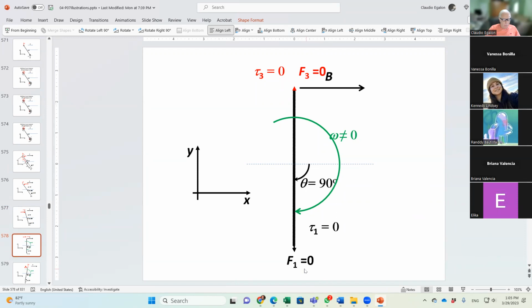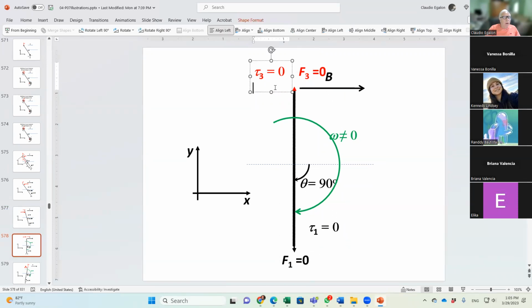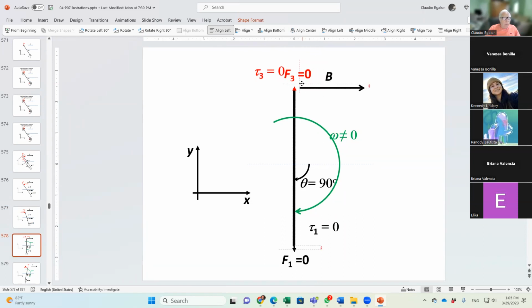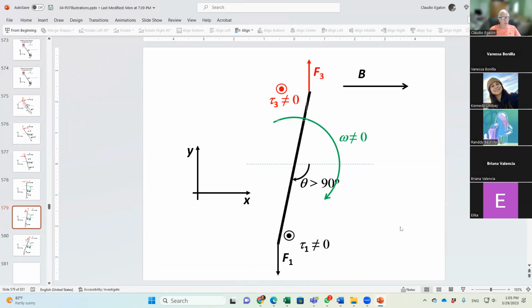Consequently, I made my arrow there, and the torque is going to be 0 as well, because this force depends on the angle. But because this loop has an angular speed, it's going to overshoot this position that's supposed to be the position of equilibrium. So here you go, you're going to overshoot.